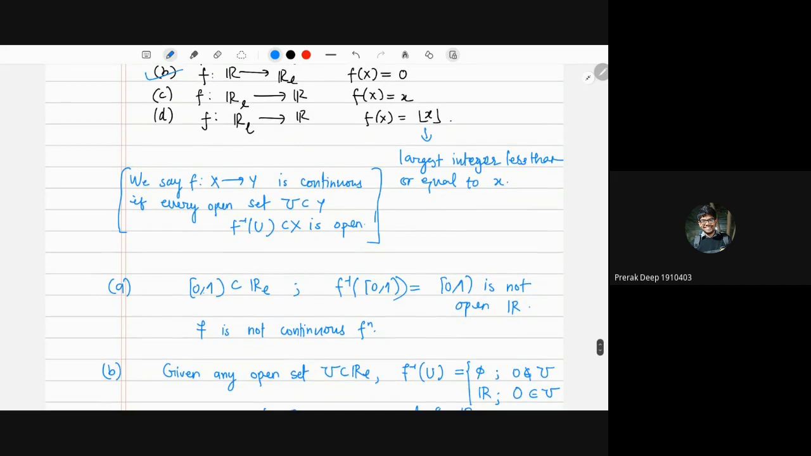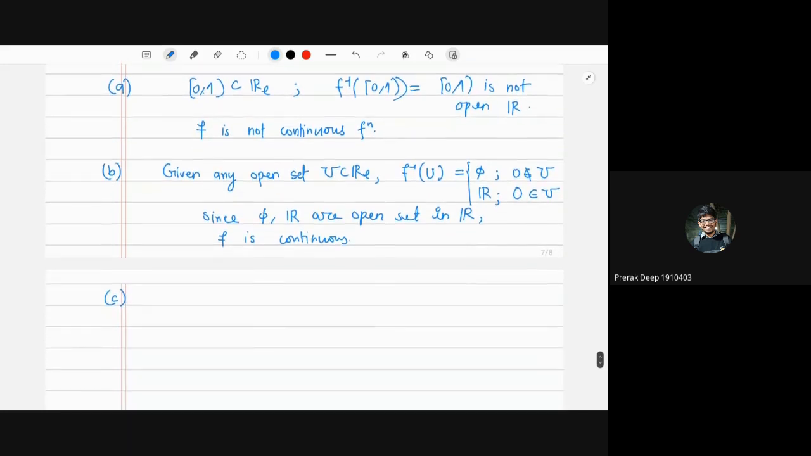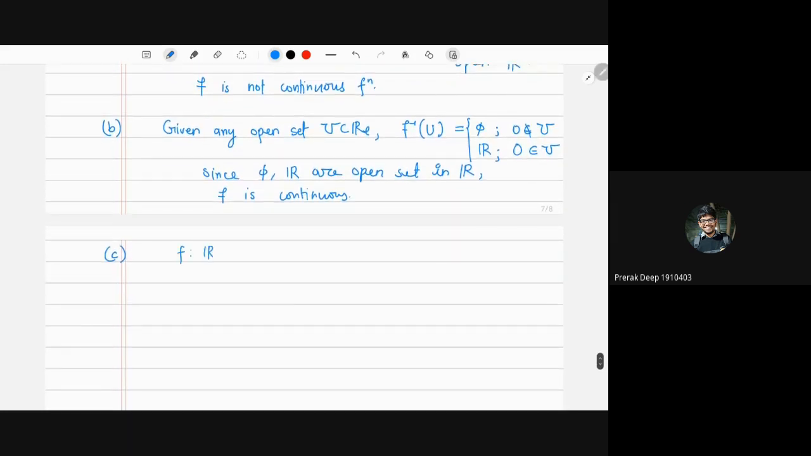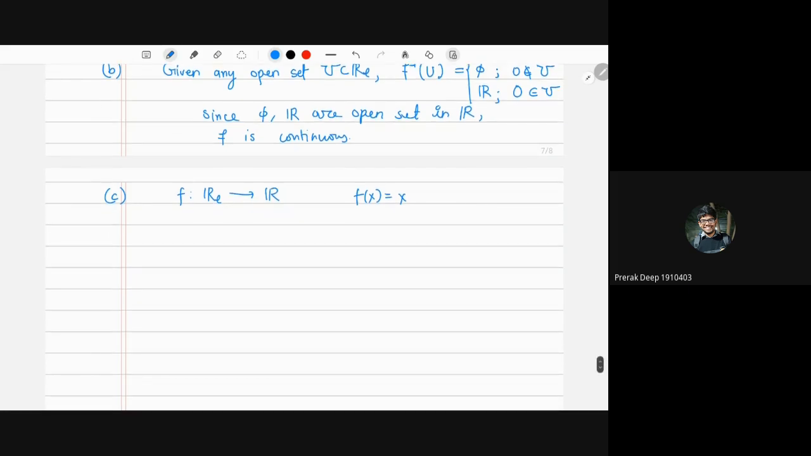Now option C is again an identity map, but defined from R_L to R. So f is a function from R_L to R, and f of x is x. So f is an identity function. Now we know that the standard topology on R is finer than the lower limit topology. That's what we know.